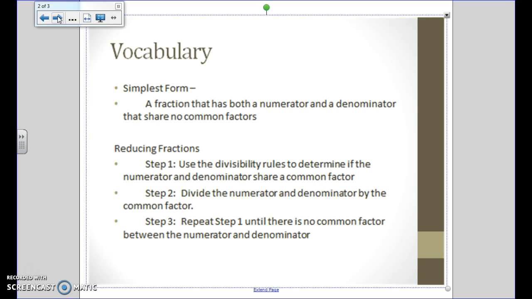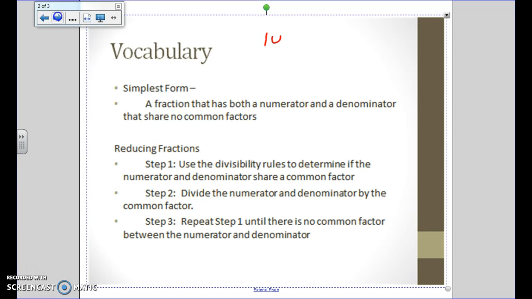Let's start with a little vocabulary like we usually do, just so we're all on the same page. The simplest form of a fraction is a fraction that has both the numerator and denominator that share no common factors. And so what we've been practicing is equivalent fractions so far.